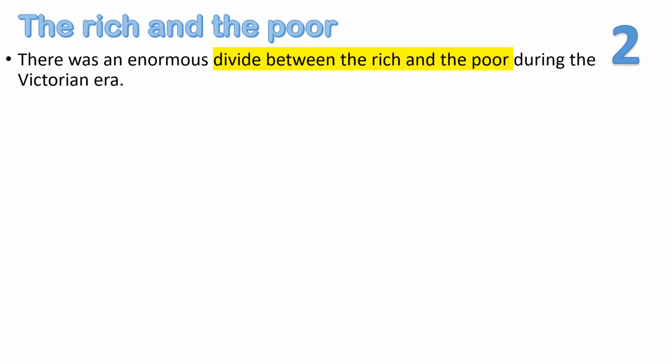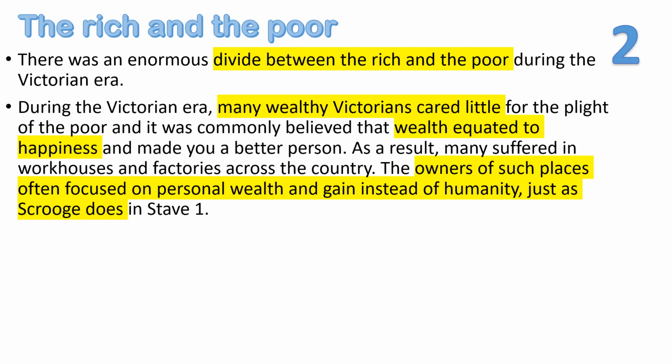Secondly, we focus on the rich and the poor. So in an unbalanced, unfair society that I've just mentioned, it leads nicely to this point where there was an enormous class divide between the rich and the poor. Many wealthy Victorians cared little for the needs and wants of the poor. It was commonly believed that wealth equated to happiness. But obviously through A Christmas Carol we can see how a character such as Scrooge idolises money, wealth. That actually it's a good message to wealthy readers that it doesn't equate to happiness.